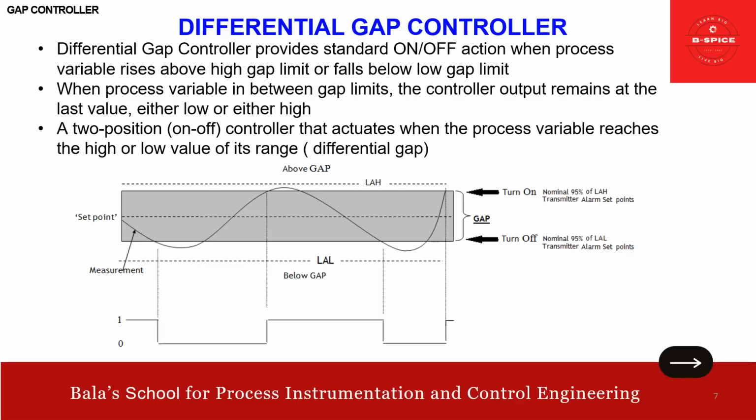So, a two-position on-off controller actuates when the process variable reaches the high or low value of its range. That's the differential gap. This is a typical example.